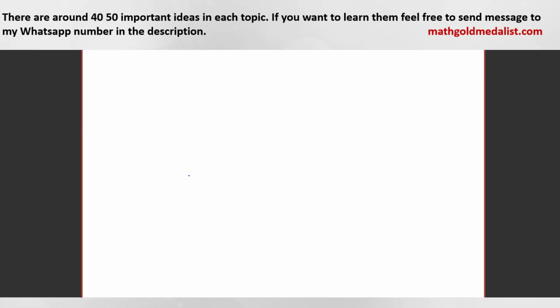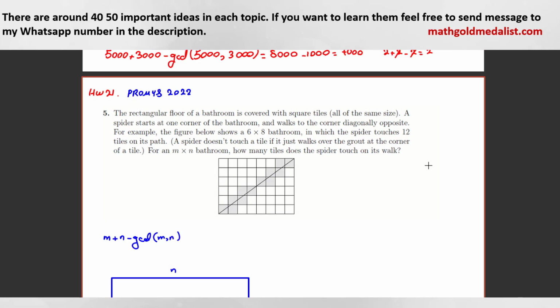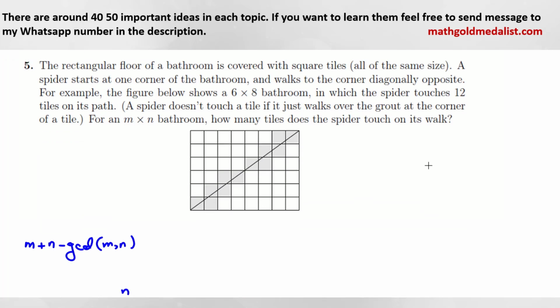Okay, let's prove the theorem that it is m plus n minus GCD of m and n. Here we consider the size to be m by n. Now, I want to see how many squares our diagonal passes through.